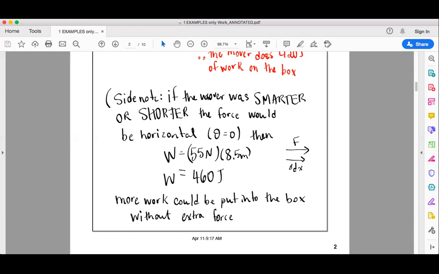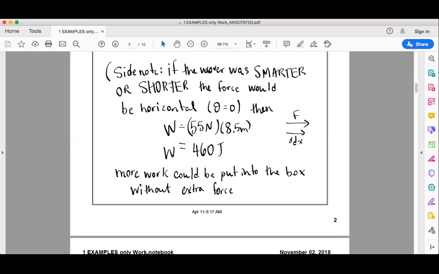So more work could be done on the box if the person was pushing exactly horizontally with that same force, or if they were shorter, they wouldn't have to think about it. So sometimes it's a benefit to be shorter.